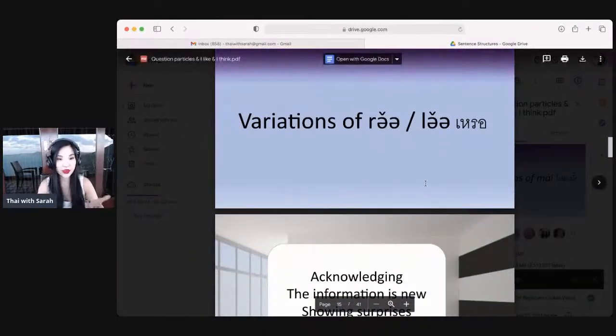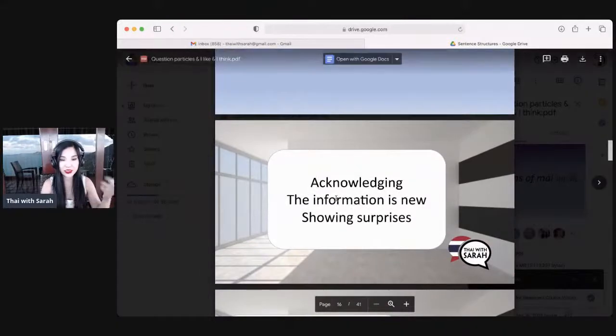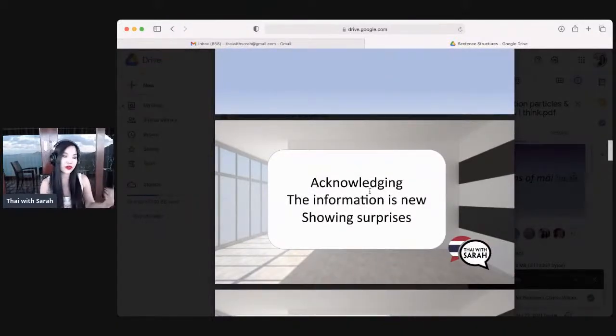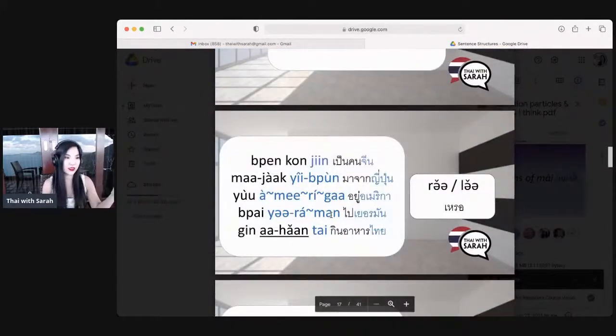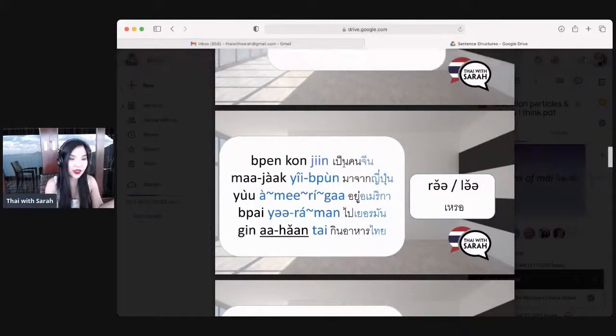Okay, next one is หรือ, right? There are a lot of ways to use หรือ, and I'll list them here: to show surprise, to acknowledge the statement, or to show that the information is new. The information being new and surprise are pretty similar to each other. So when I say หรือ at the end of the sentence, if I say เป็นคนจีนหรือ, are you Chinese? It could mean I just acknowledge your statement, or I could show surprise. It depends on the tone of voice and my gestures, right?